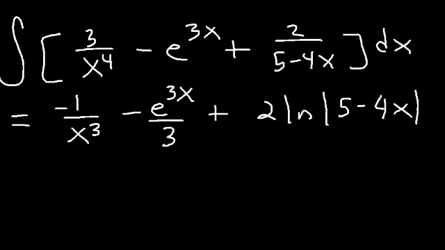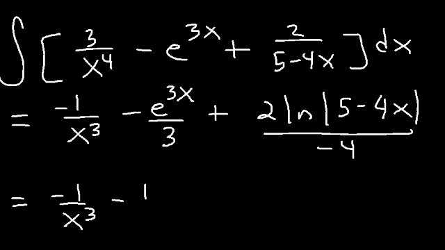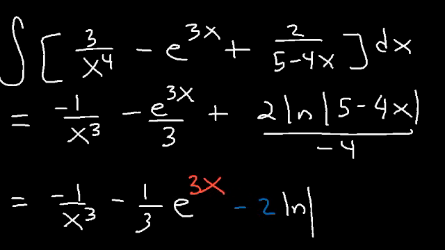Now we have a 2 in front, and then divided by the derivative of 5 minus 4x, which is negative 4. So the final answer is negative 1 over x cubed minus 1 over 3 e to the 3x. 2 divided by negative 4 is negative 2, and then times the natural log of 5 minus 4x plus c. So that's the answer.